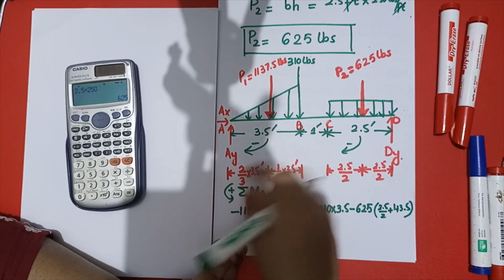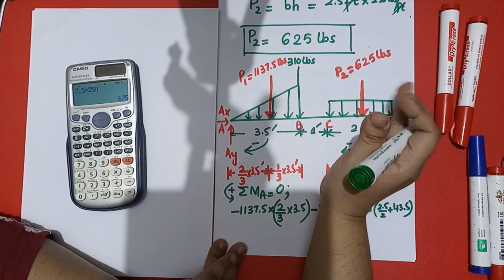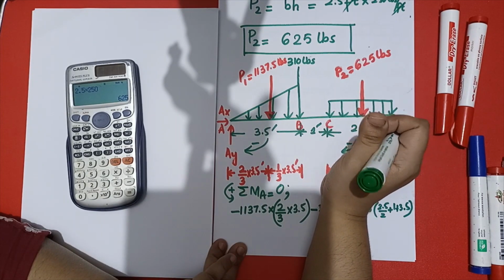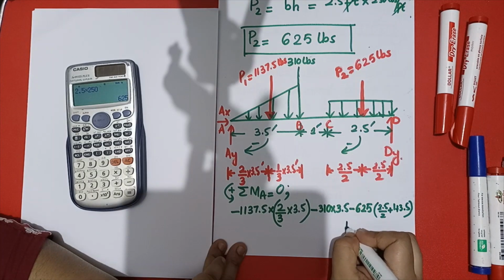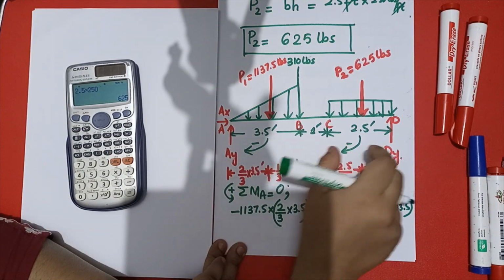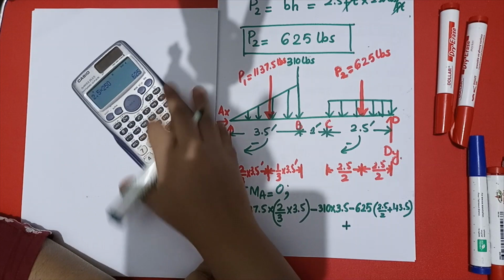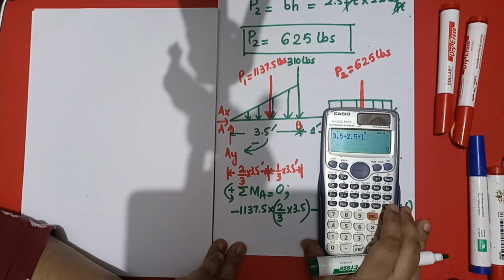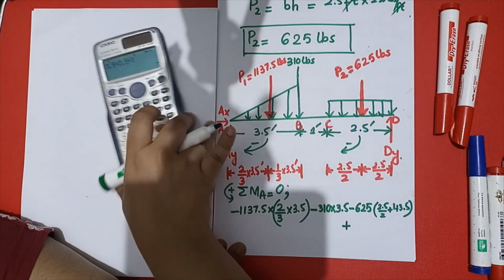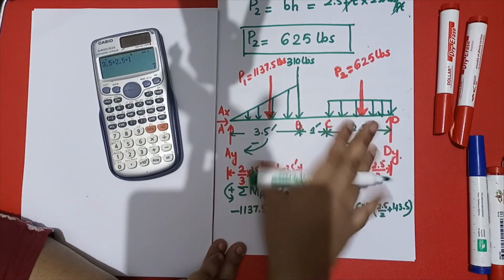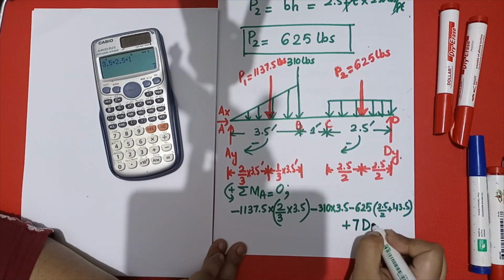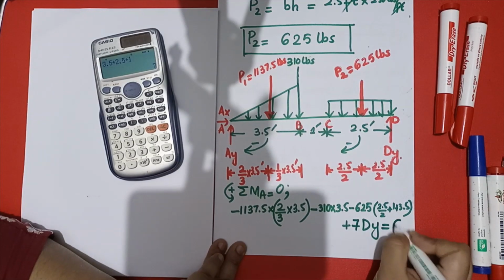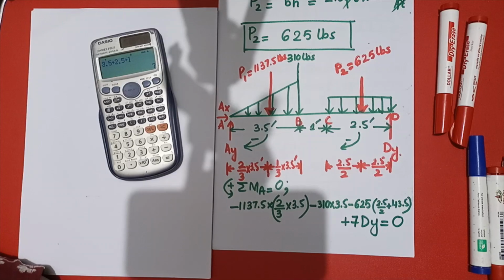Then I rotate it like this, and this will be positive. So I can write it down: 3.5 plus 2.5 plus 1. The whole beam length is 7 feet, so it will be multiplied by 7 Dy, equals 0. So this is the way to make the moment equation.